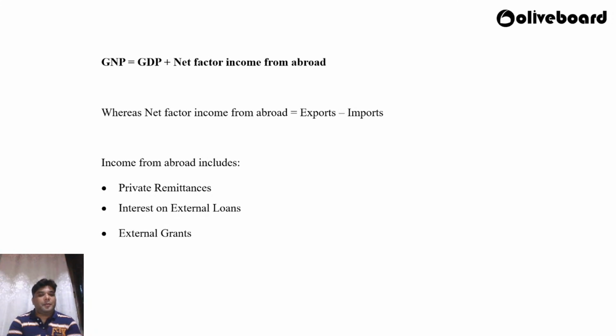नेट फैक्टर इनकम फ्रॉम अब्रॉड का मतलब ये एक्सपोर्ट्स माइनस इंपोर्ट्स, राइट? सो इनकम फ्रॉम अब्रॉड में आप किस किस चीज को देखोगे? प्राइवेट रेमिटेंसेस. फर्स्ट ऑफ ऑल, व्हाट आर प्राइवेट रेमिटेंसेस?